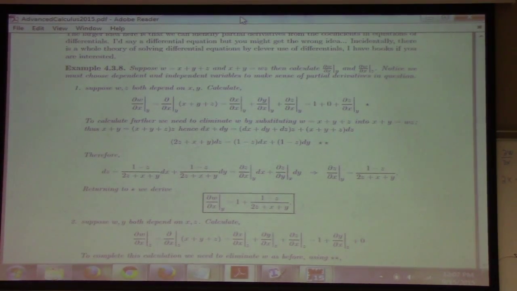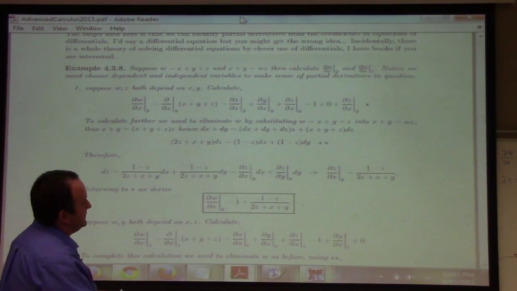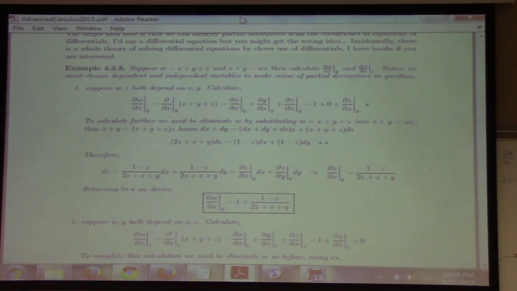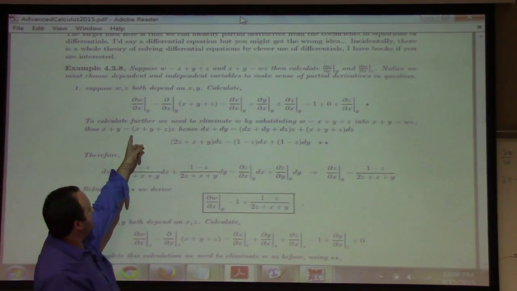Let's see here. So again, here's just another example. If I have w equal to x plus y plus z, and if I have x plus y equal to wz, I can calculate partial w partial x holding y fixed and partial w partial x holding z fixed, right? But I have to choose what's dependent and what's independent to make sense of the question. I've told you that x and y are going to be independent. The question is not unambiguously stated.